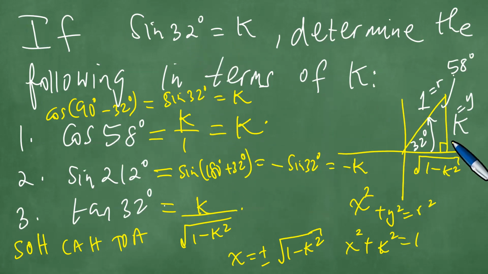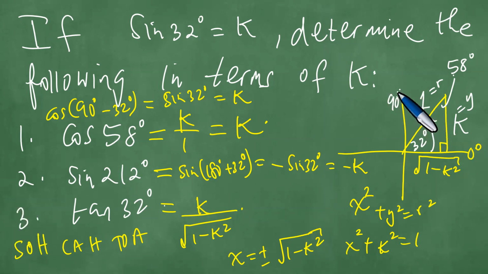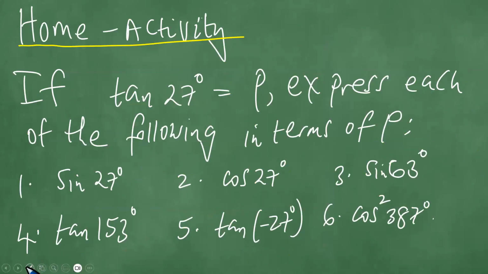27 degrees is in the first quadrant. That's why this was done here. Obviously, we always bear in mind this is 0 degrees. This one is 90 degrees. This is 180 degrees. This is 270 degrees. This is 360 degrees. So even here, you would basically do the same. 27 degrees is in the first quadrant, so you do the same.